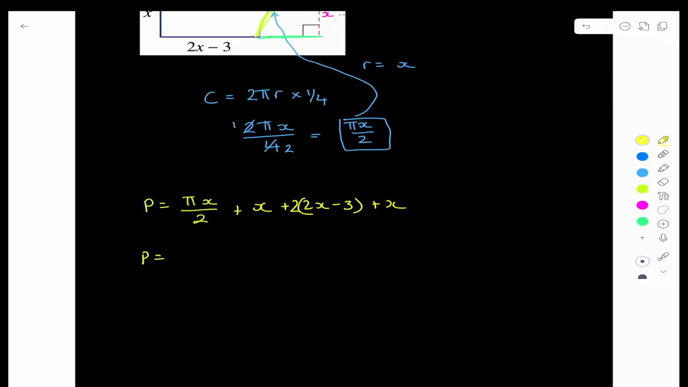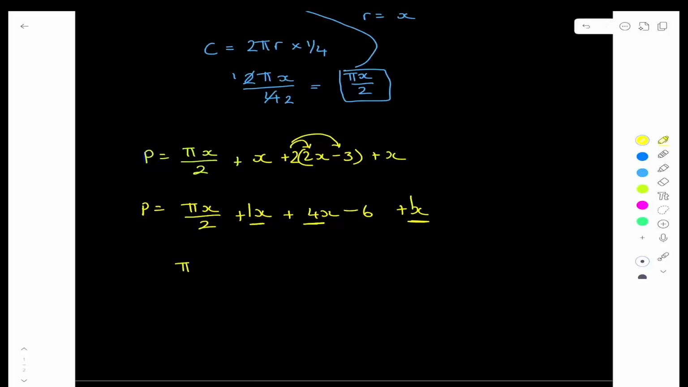Okay, time to simplify. So pi x on 2 just remains. We still have this x. Then we're going to multiply both of these by 2. So make sure you multiply every single element by 2. So that gives me 4x take 6. And then we still have that x at the end. Okay, let's collect like terms. So you've got x, 4x, and another x. Remember, when x is by itself, it just means there is a 1. So we've got pi x on 2. 1x plus 4x is 5x, plus another x is 6x. And then we've got take 6.